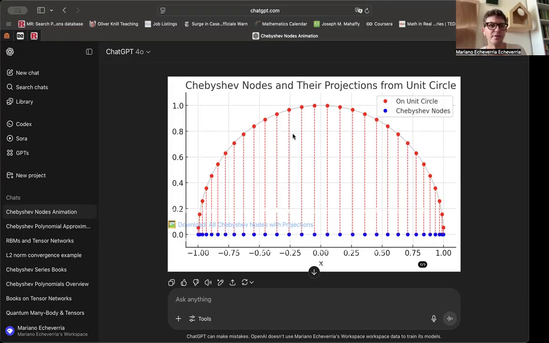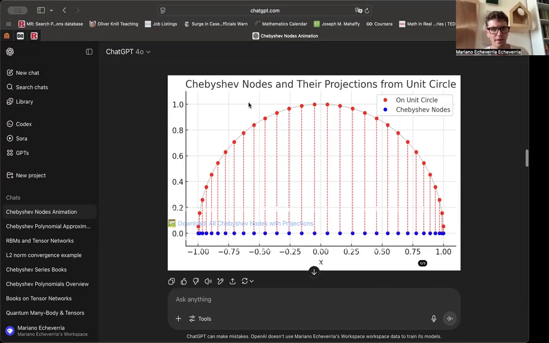So it's a cute animation because it shows you two things. First, the points do accumulate towards the edges of the interval, but from the perspective of the unit circle, they're actually equally spaced. Okay, so let me write that down. I thought it was fun to see to what extent I could get a nice animation of this fact from ChatGPT, which actually did a pretty good job.